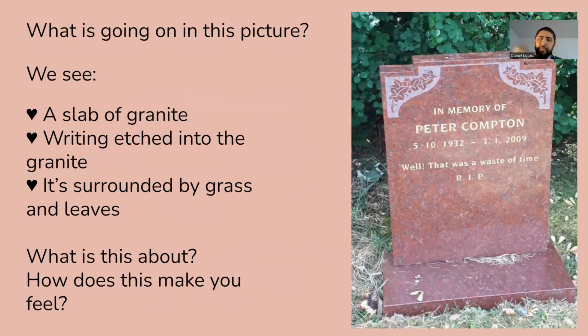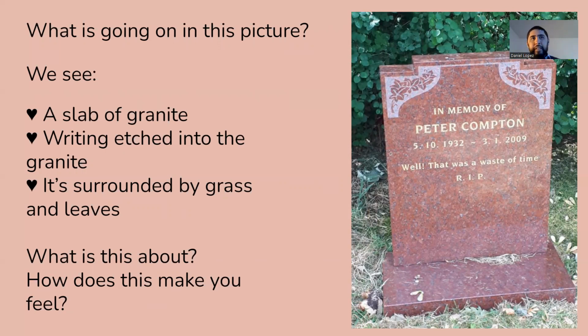So what's going on in this picture? Okay, so what we literally see is a slab of granite or some other material. We also have writing etched into the granite in memory of Peter Compton with some dates and a text that says, "Well, that was a waste of time, RIP," and it's surrounded by grass and leaves. So what is this about?